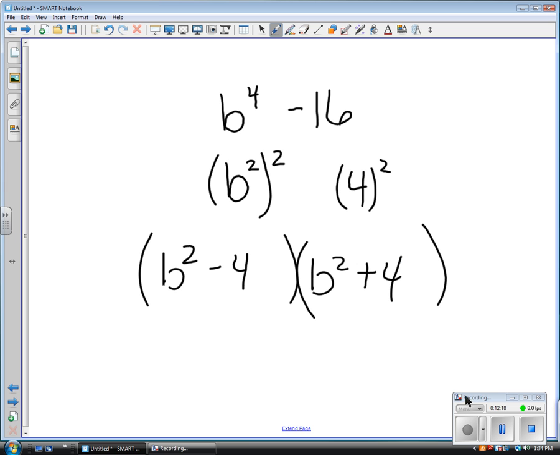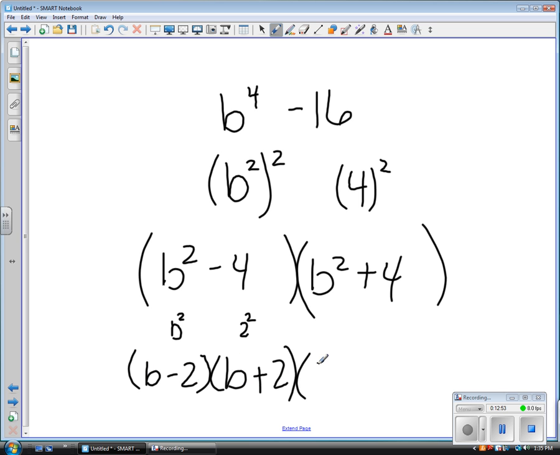Now I'm not done. This one, because it has a plus, is done right now. This one is not. It's a difference. Is this a perfect square? Is b squared a perfect square? Yes. Is 4 a perfect square? Yes. Does everybody agree that that's b squared and that's 2 squared? So can I not break this one down again? b minus 2, b plus 2, and I've still got my b squared plus 4.